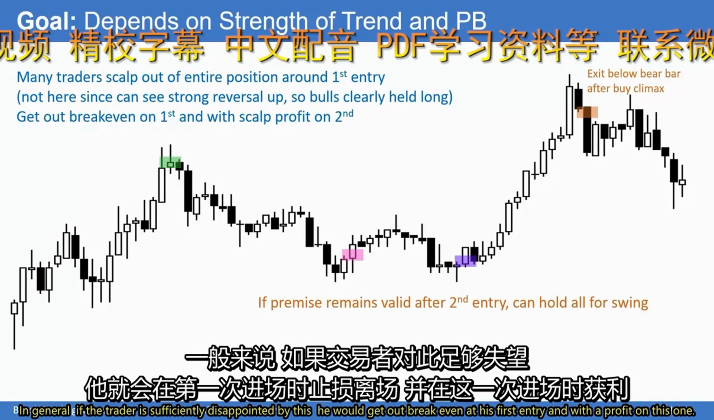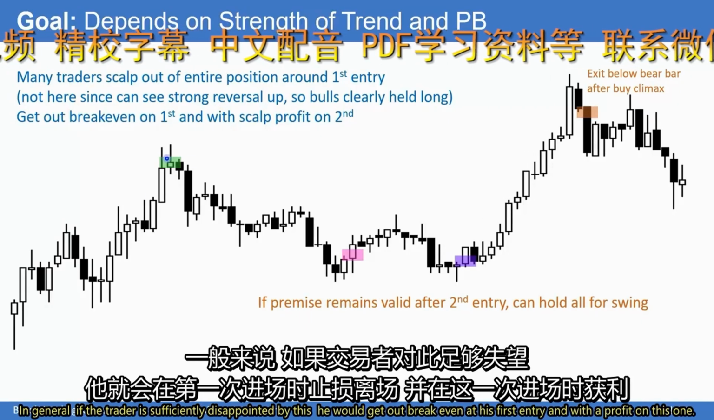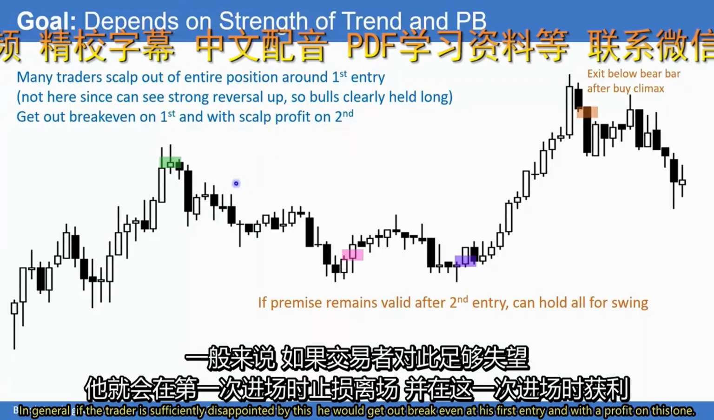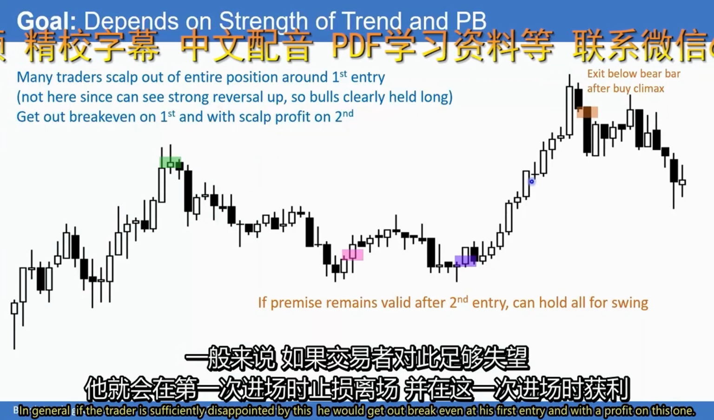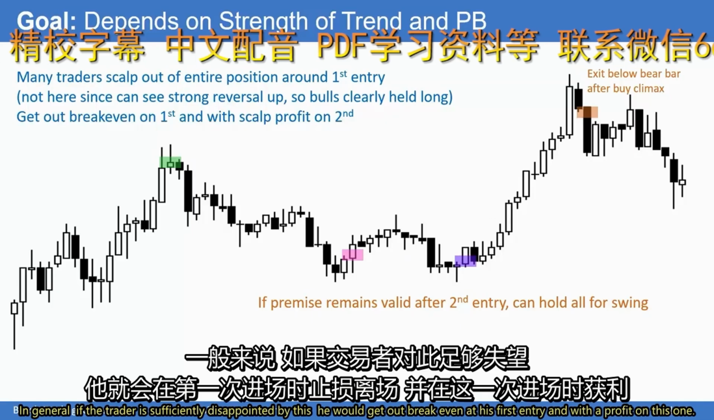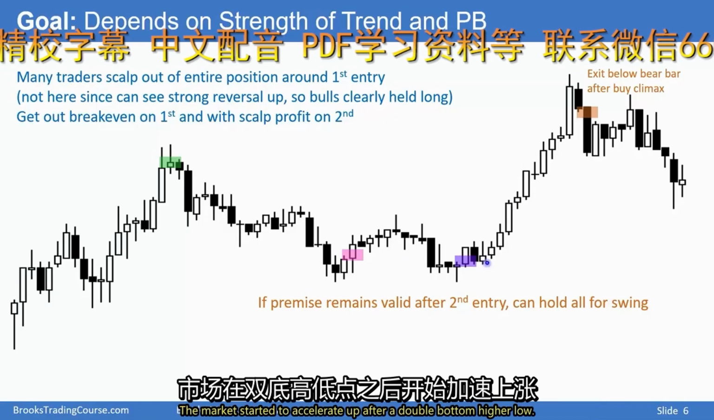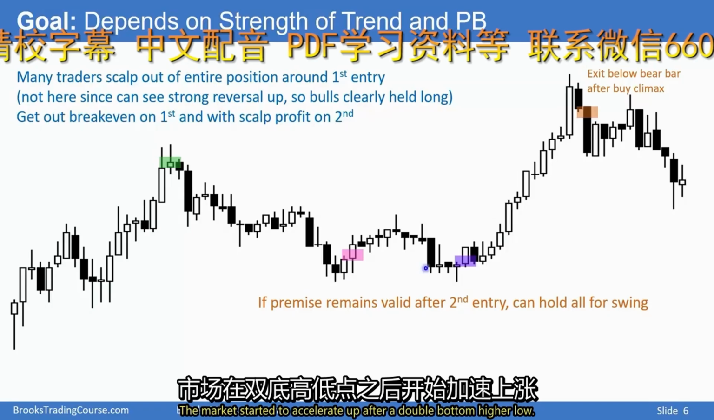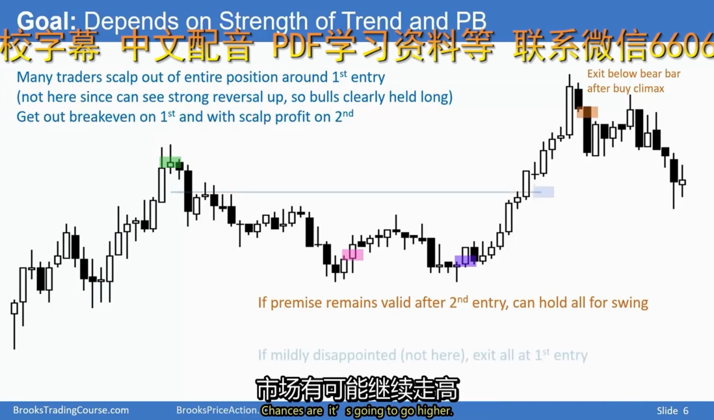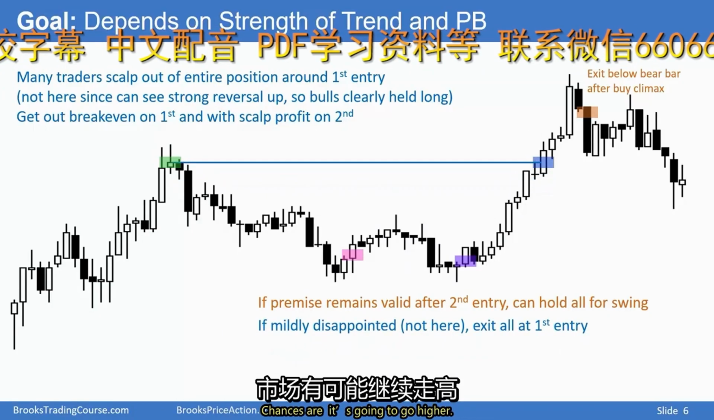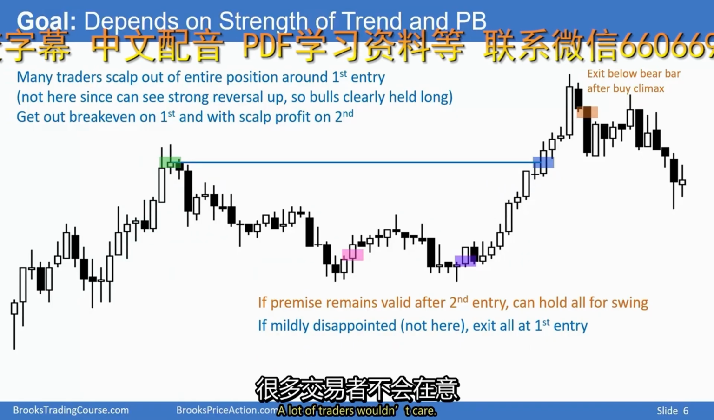In general, if the trader is sufficiently disappointed by this, he would get out, break even at his first entry and with a profit on this one. But this is a special case. The market started to accelerate up after a double bottom, higher low. Chances are it's going to go higher. A lot of traders wouldn't care.